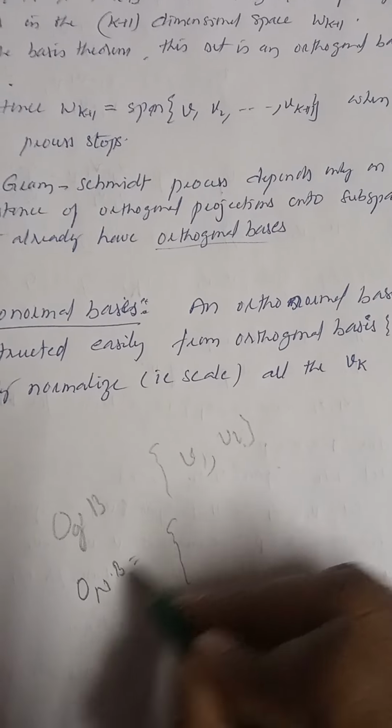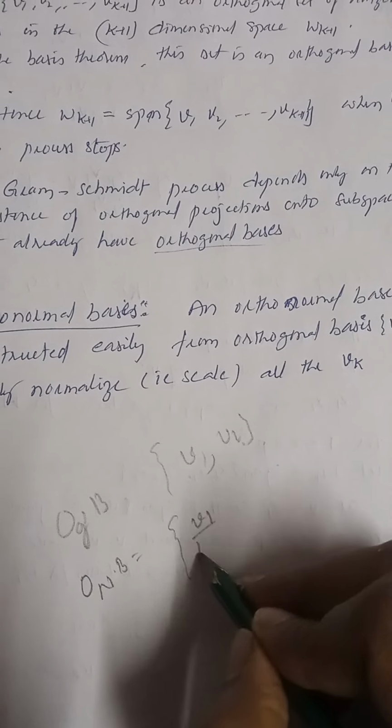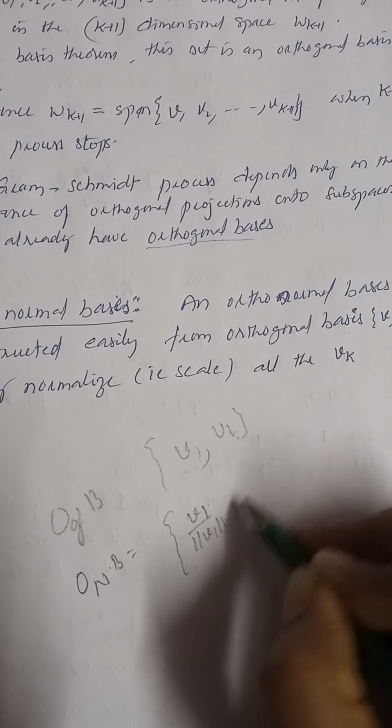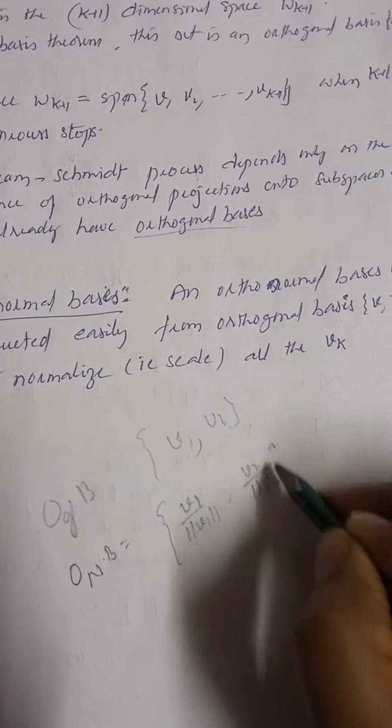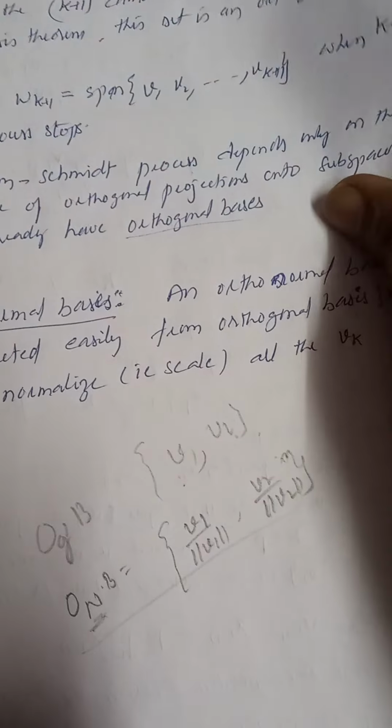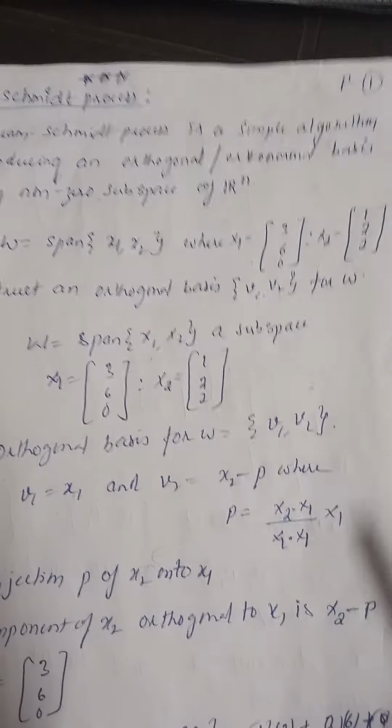That means this orthonormal basis is nothing but v1 by norm v1, v2 by norm v2. This is called an orthonormal basis. If it is an orthogonal basis, then this becomes an orthonormal basis. That is important. Now, normalization, or you can say scaling. Now the next one is problems on important concepts.